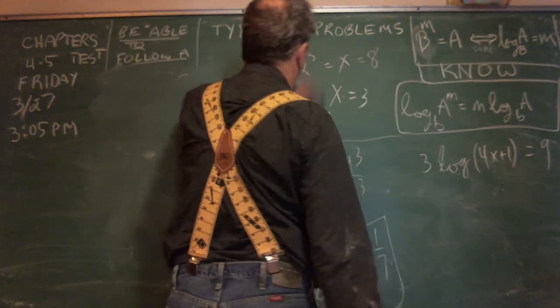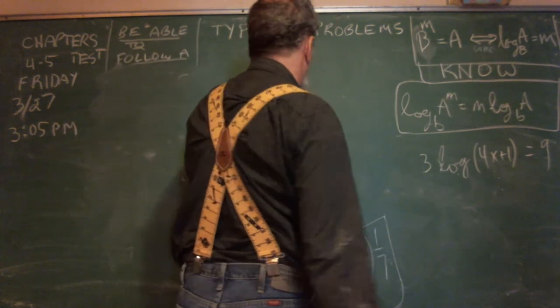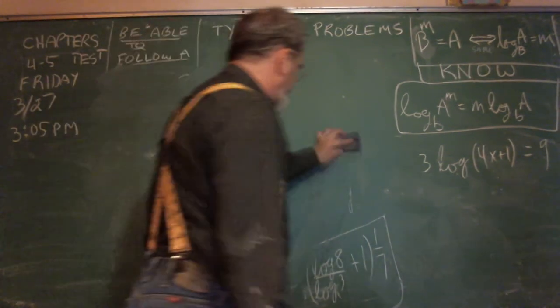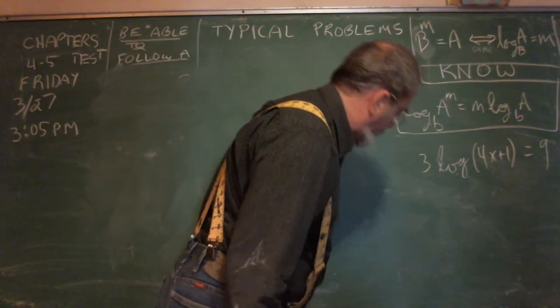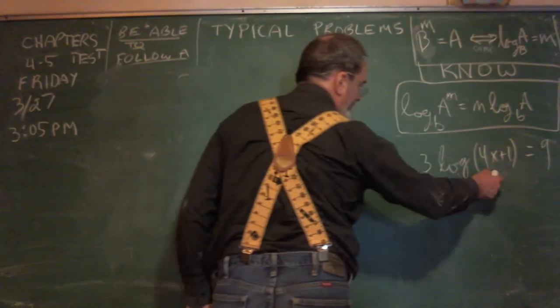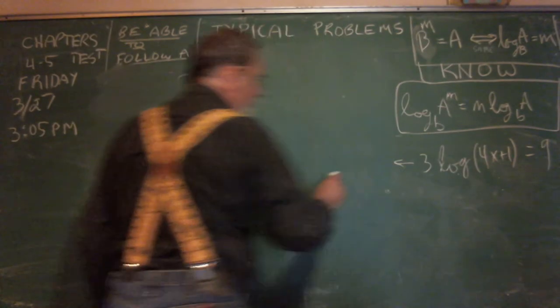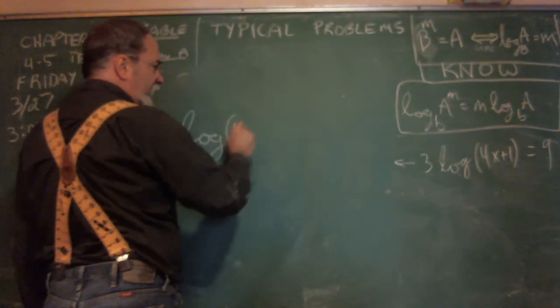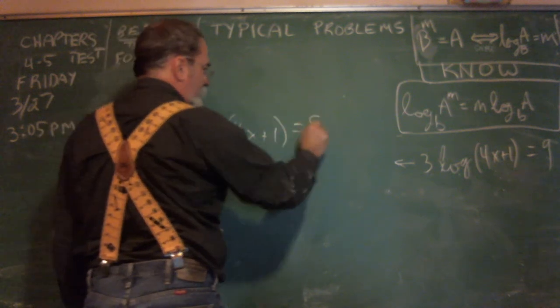So what do you think, Stephanie? What are we going to do first? Did you say divide by 3? Stephanie, very good. We're going to divide by 3 because I have a 3 times a big mess equals a 9. So division by 3 gives me log of 4x plus 1 equals 9.